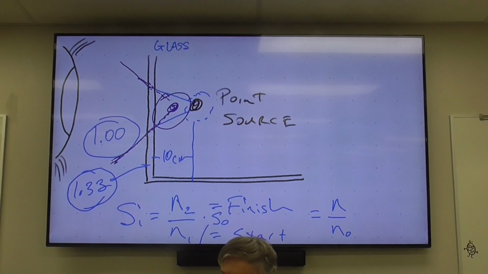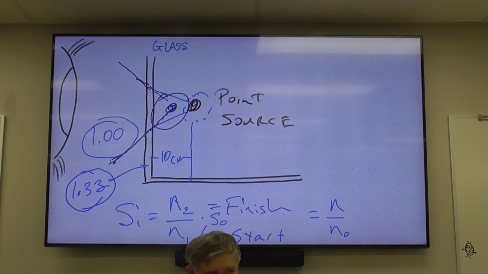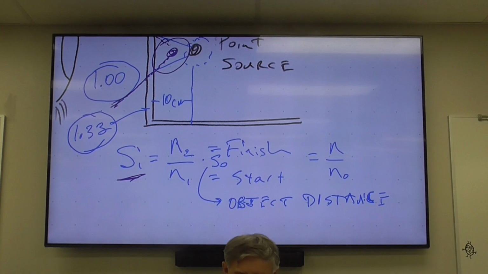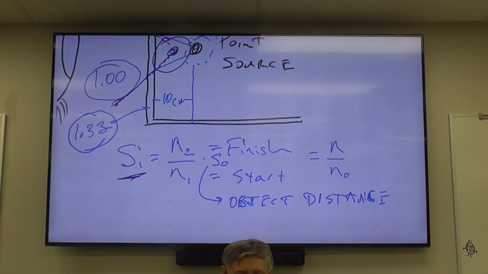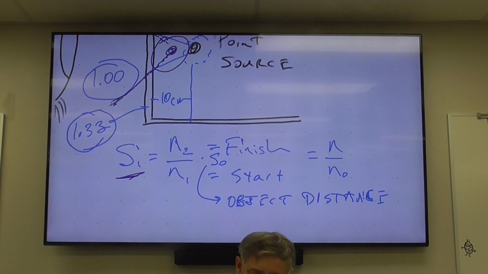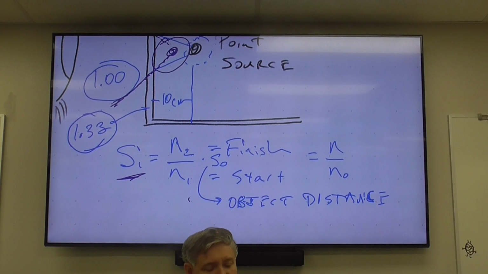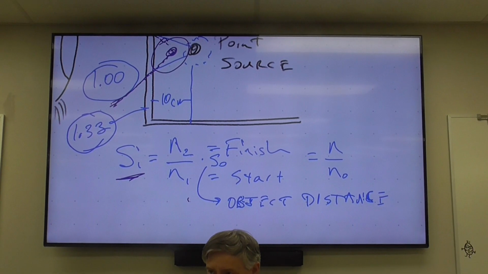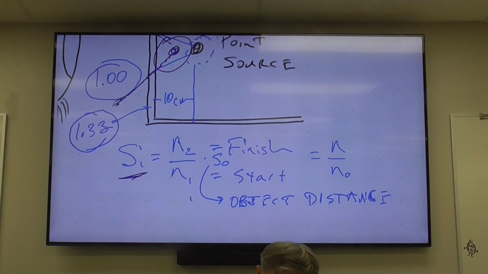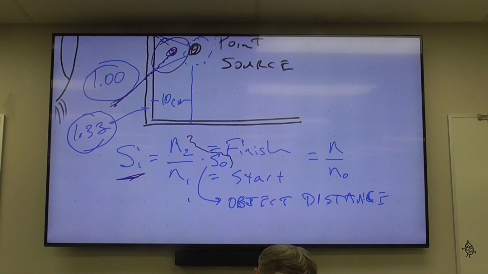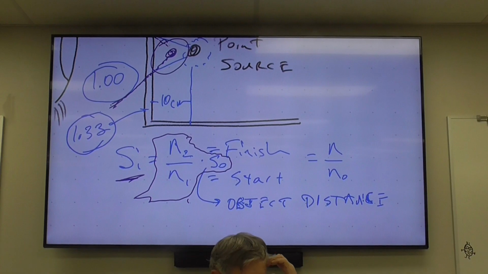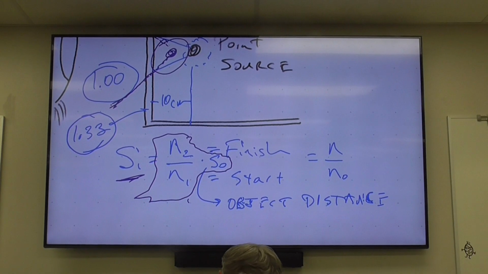Now, this equation is not on your equation sheet. I don't know why, it's one of the standard equations of all optics. What this does is it tells you, hey, here's your image distance. This is what this is going to appear as. Sometimes you'll see this written as N2 over N1. Sometimes you'll see it as N over N0. The idea being that this is where you start, this is where you finish. And then you multiply that by the object distance, okay?